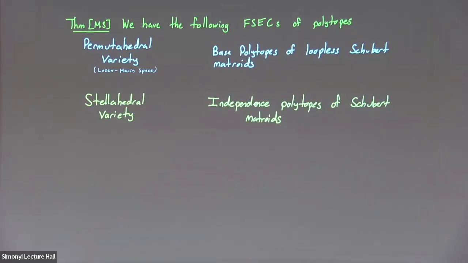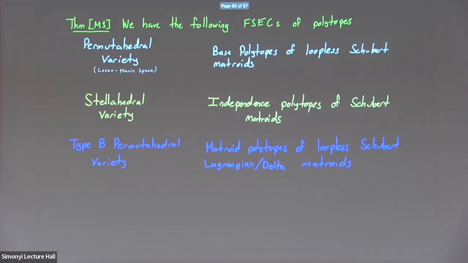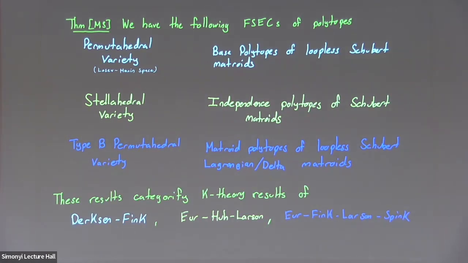And then I did it for other varieties, following the lead of some people in the audience. For the next variety, there's a K-theory result, as I mentioned, by Berget and Fink, where they show that these independence polytopes of Schubert matroids give you a basis for the K-theory. And indeed, that result categorifies; that gives you a basis for this derived category. And finally, we have the same thing for the type B results by Chris, Matt, Alex, and Hunter Spink. And so these are categorifying these results.